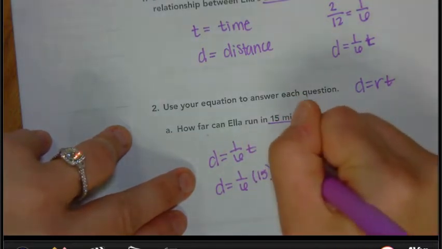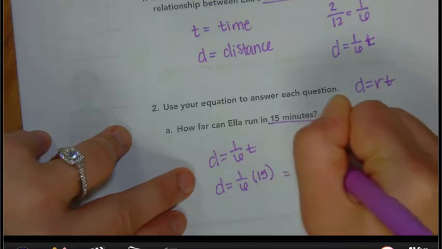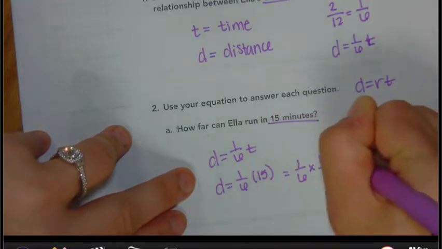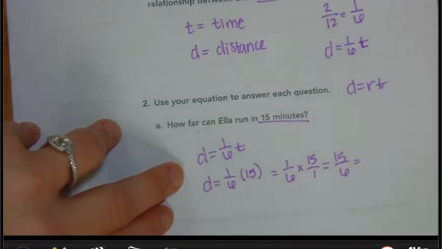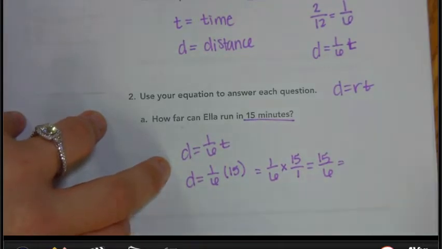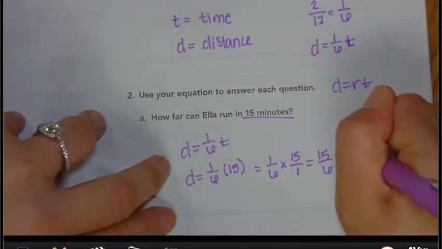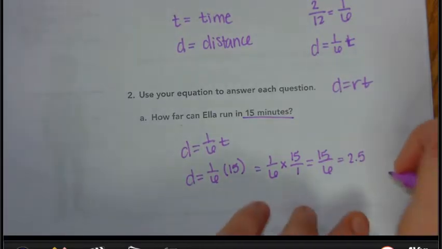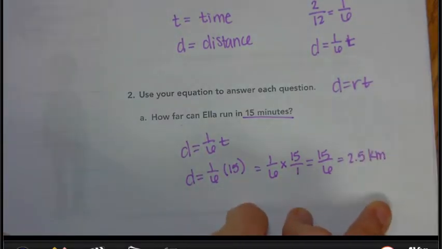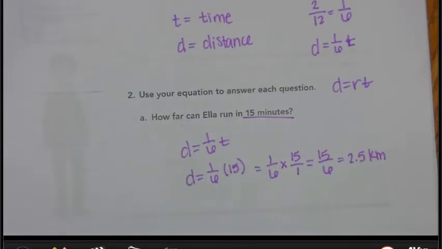I can make 15 into a fraction, so 1 over 6 times 15 over 1 to get 15 over 6. And then I'm going to use my calculator to get that she can go 2.5 kilometers in 15 minutes.